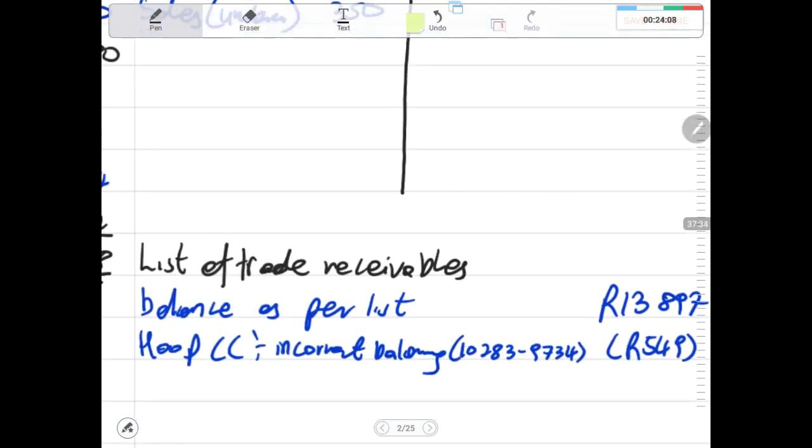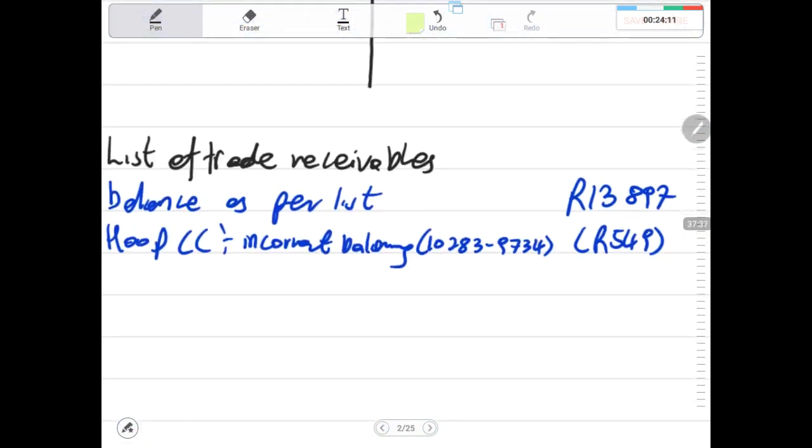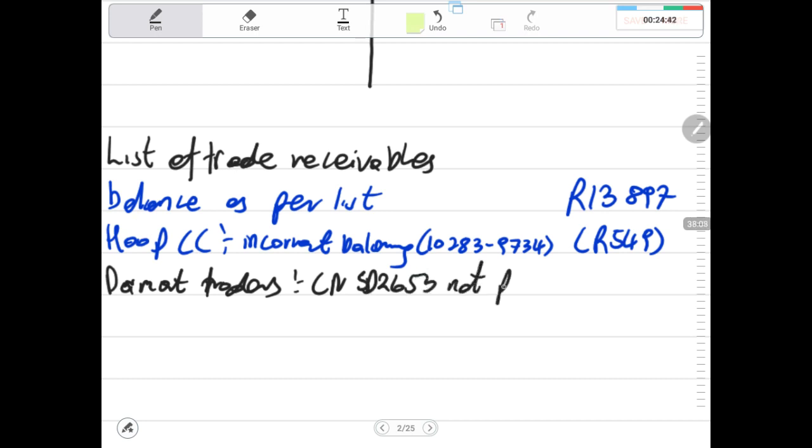Then in other words, we are saying in the account of Damat Traders, we need to write this and say Damat Traders, and this was a credit note number SD2653, not posted or not recorded. This was the credit note not posted. How much was it? 45 rand.